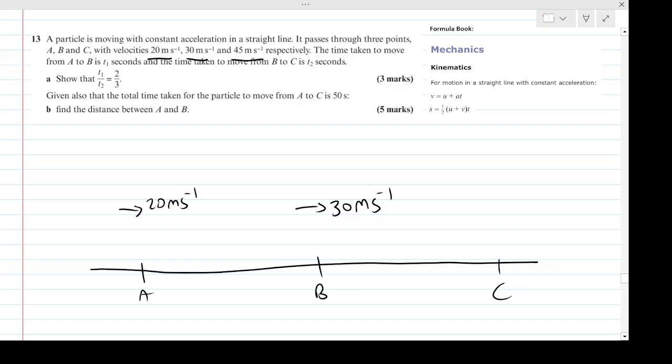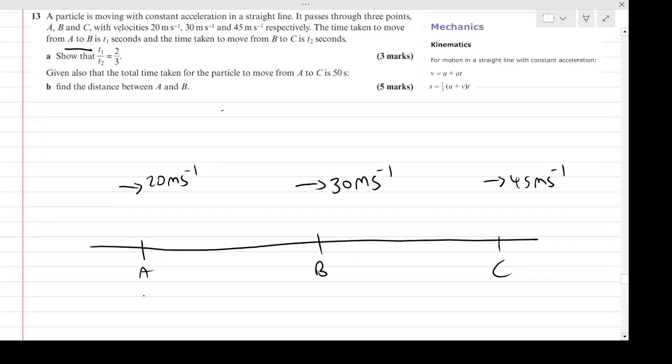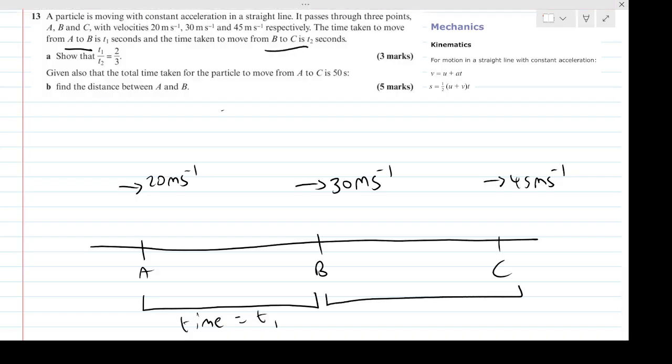And at C is 45. I'm also told the time taken to move from A to B, so it's going to be this time here. The time from A to B is T1 seconds, so T1. And the time taken from B to C, the time is T2. Show that T1 over T2 is 2/3.